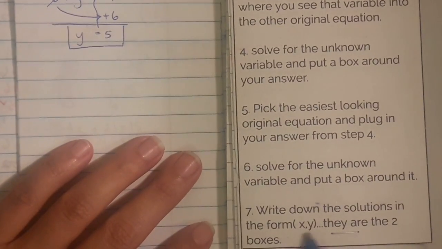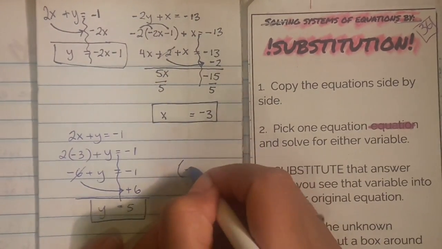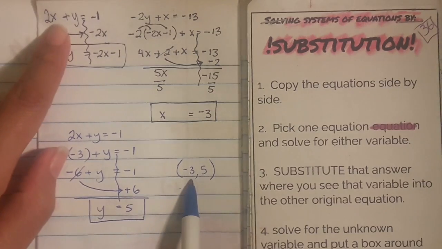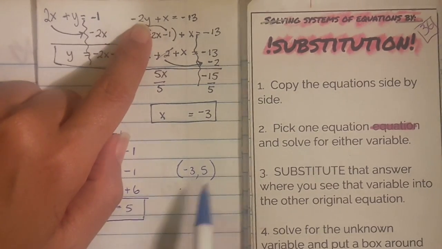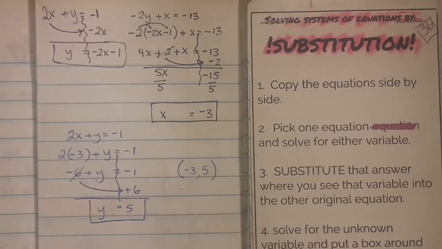Then step 7, write down the solutions in x and y. They are the 2 things in the boxes. So x is -3, y is +5. Now check your answer. Plug it back in. So where you see x, plug in -3. Where you see y, plug in 5. And make sure that it balances out to those numbers. And we're good. This is a listening check, color in the coordinates -3, 5.